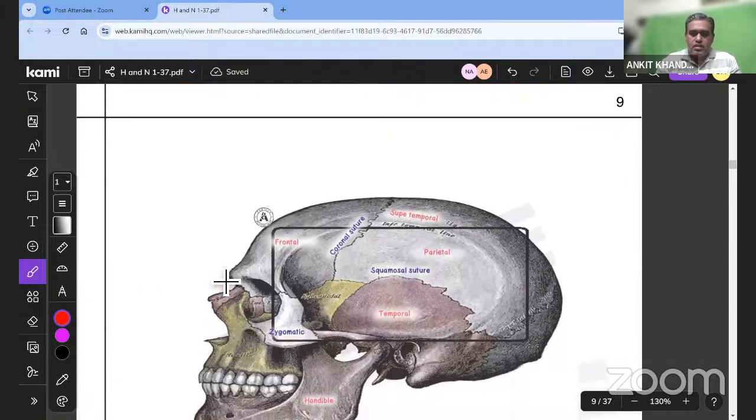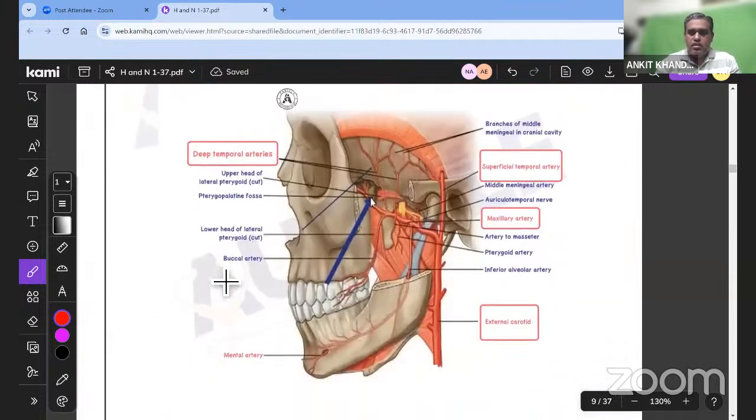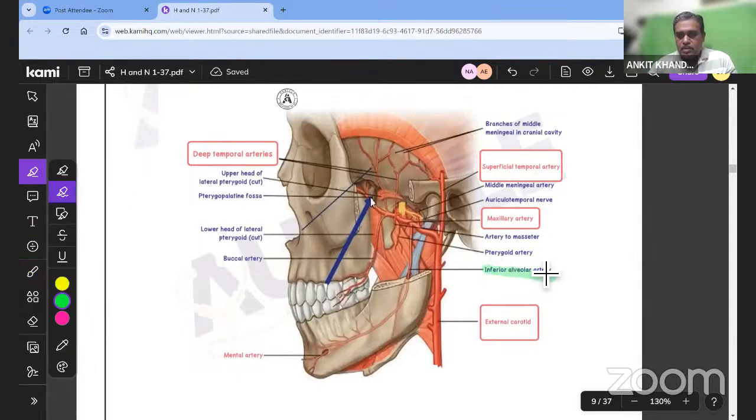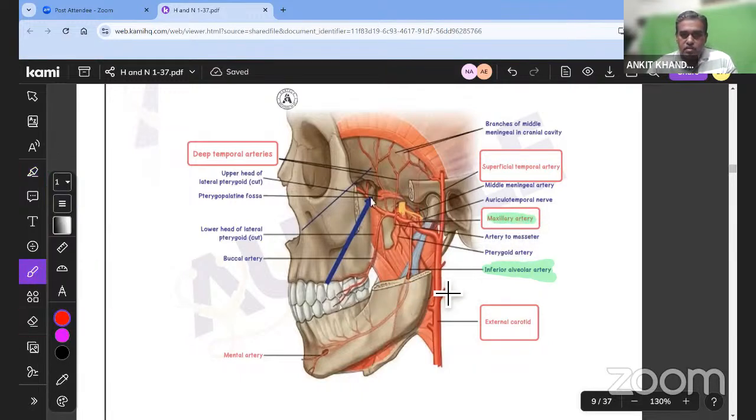Again, looking at the skull, you can see some important vessels, like this inferior alveolar artery. It is a branch of the maxillary artery. It passes through the area of our mandibular foramen. So, inferior alveolar nerve and vessels. Remember, here is where you might get confused: inferior alveolar nerve, inferior alveolar vessels, or the inferior alveolar artery.